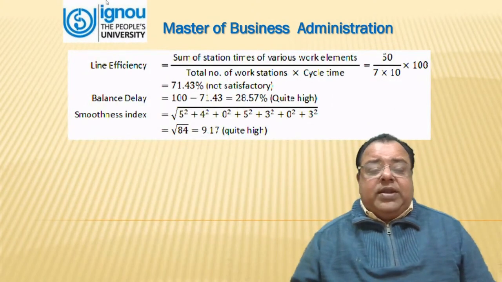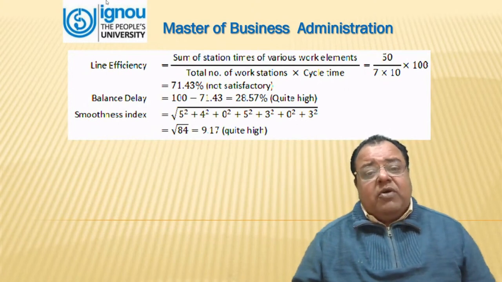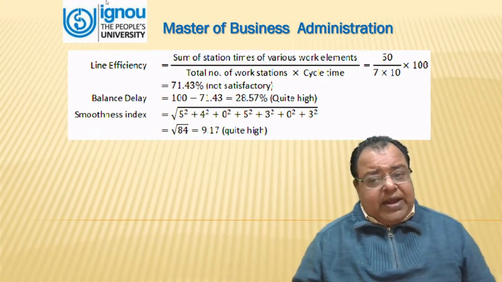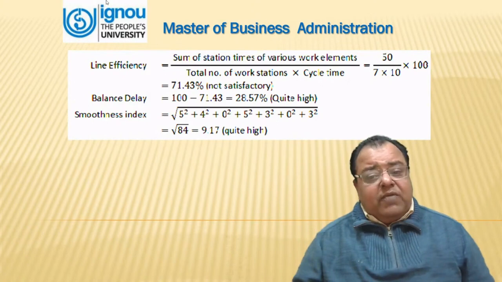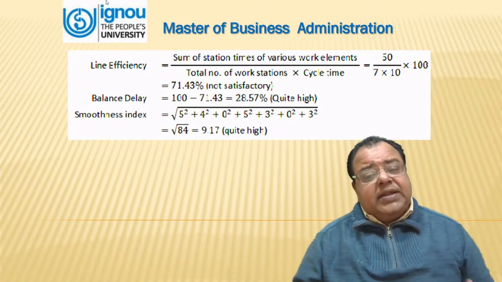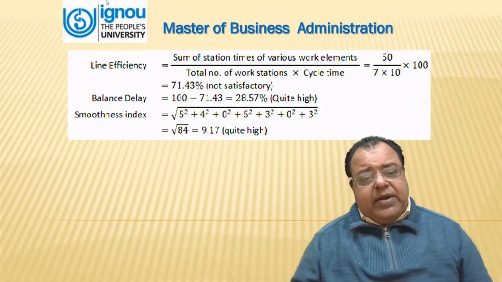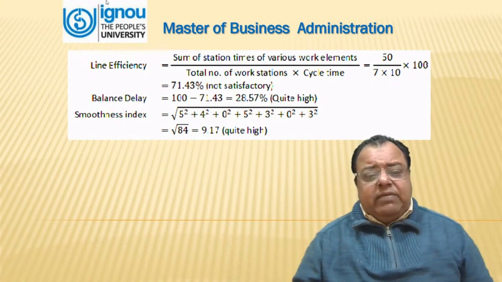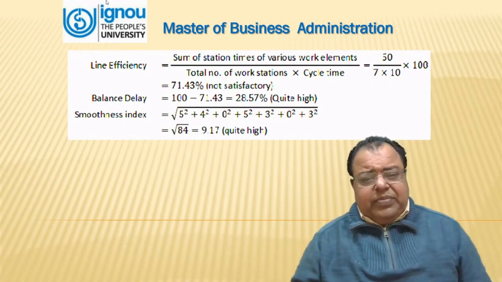Now we have to calculate line efficiency, which is the sum of all the times of various work elements upon the total number of workstations into cycle time. The total sum of the station times was 50, which is given in the problem. The total number of workstations we have designed is 7, and the cycle time is 10. That is multiplied by 100, which comes out to be 71.4. Line efficiency is not satisfactory.